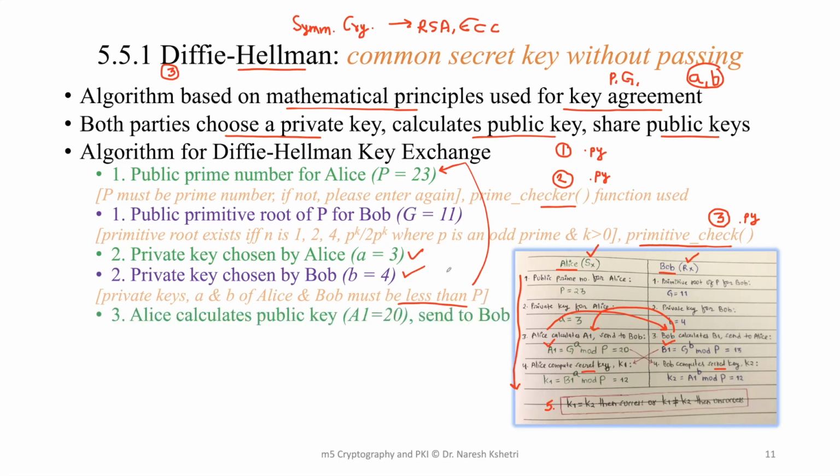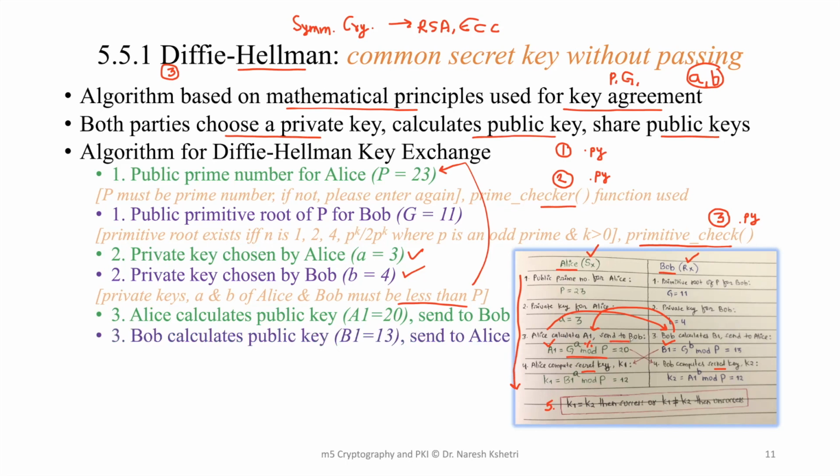Then Alice calculates the public key A1. Here is how A1 is calculated: G raised to the power of A modulus P. So G means 11, raised to the power of A, so 11 raised to the power of 3. And the modulus symbol in the Python programming language is used just to represent the remainder. Whatever the result is, 11 raised to the power of 3 modulus 23 will give us 20, and that is sent to Bob, or exchanged.